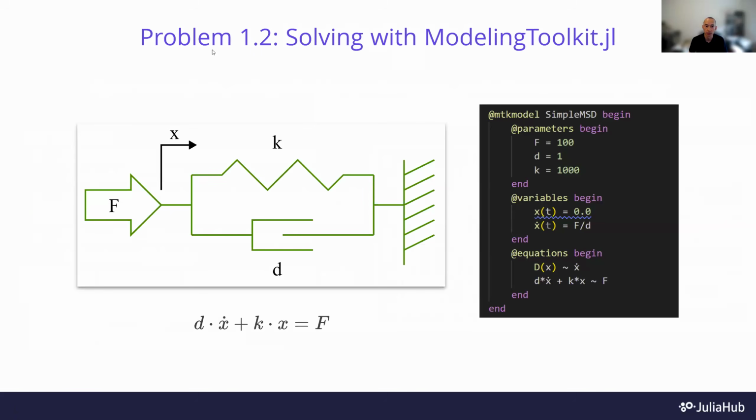So now on to problem 1.2. Let's go ahead and solve this exact same mass spring damper problem, but we'll solve it using ModelingToolkit this time instead of just pure Julia.